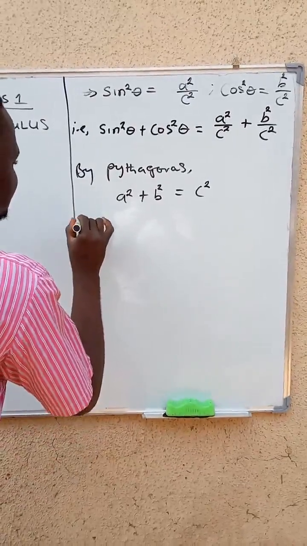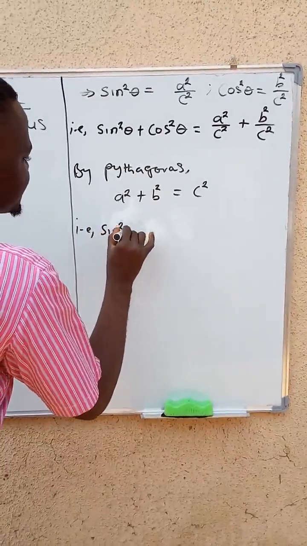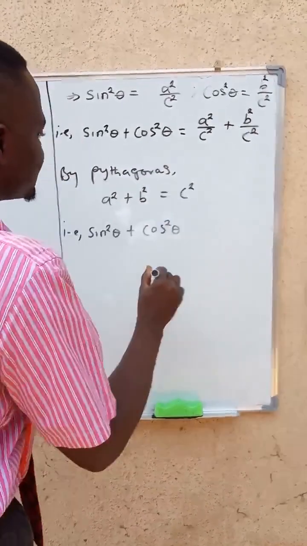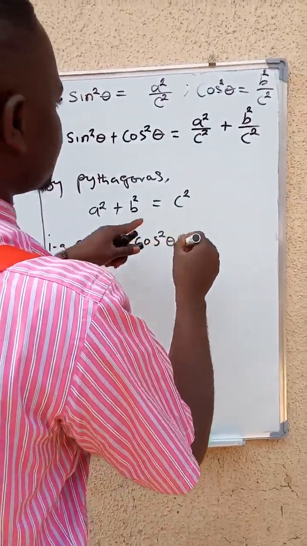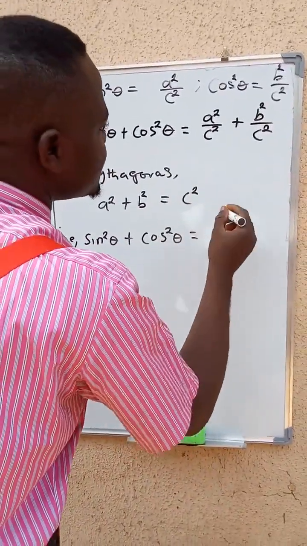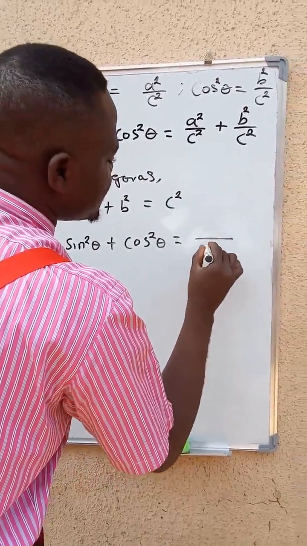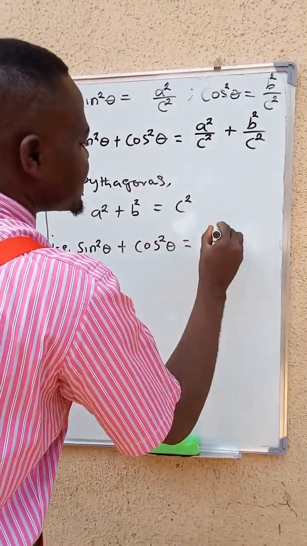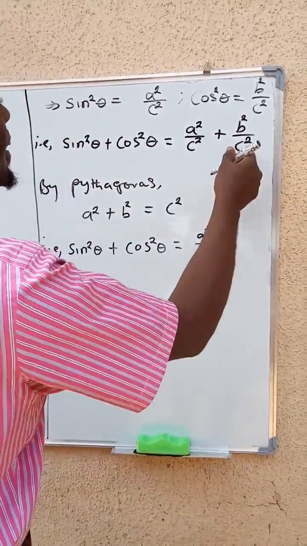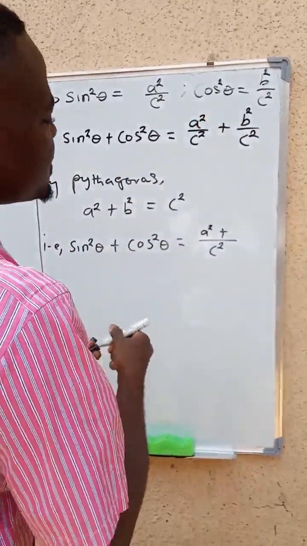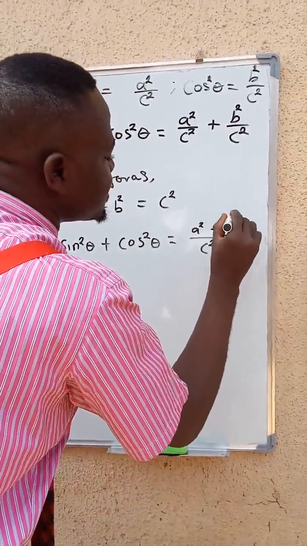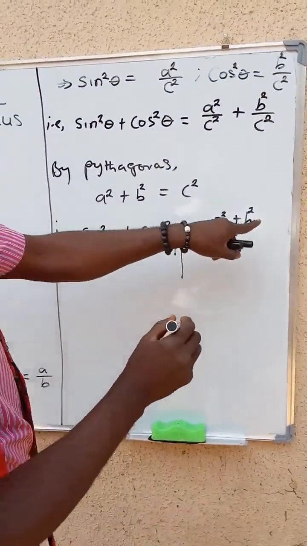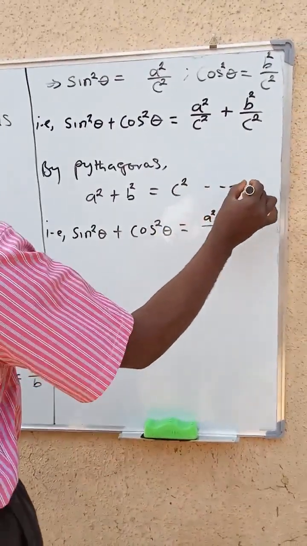That is sin² theta plus cos² theta will now be equal to what? The LCM of this is what? C² and C². The LCM is C². C² divided by C² is 1. 1 times A² is A². Plus C² divided by C² is 1. 1 times B² is B². Good. Now, if we have this, but A² plus B² from here, let's say equation star.